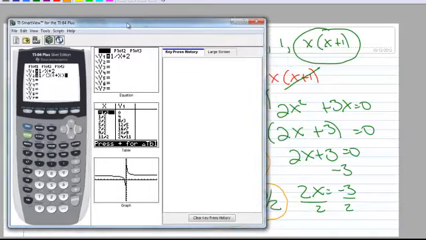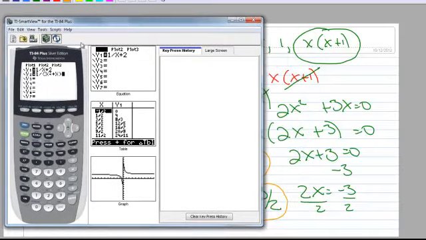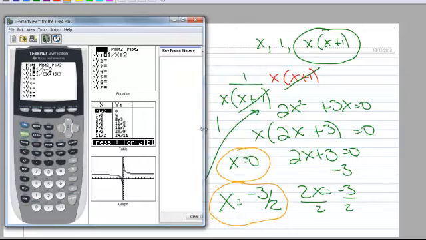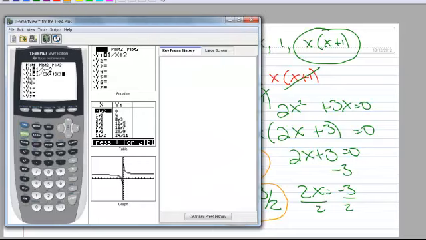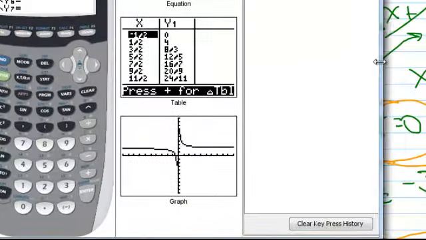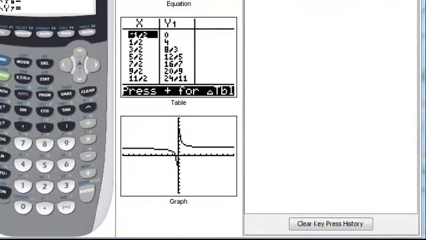So here's my calculator. And I have already typed in the y sub 1, I typed in the left-hand side of the equation, 1 over x plus 2. And then in my y sub 2, I typed in the right-hand side of the equation, 1 over. And notice I have to put parentheses around the whole denominator here. Okay? And now we're going to check this one by looking at the table.